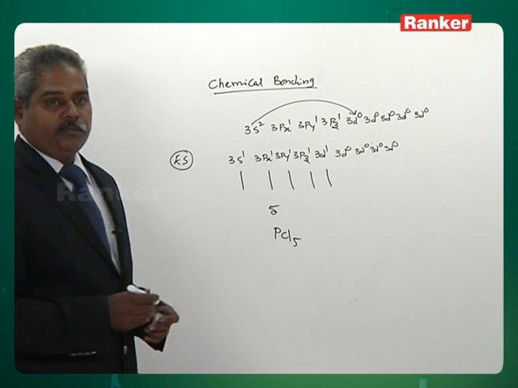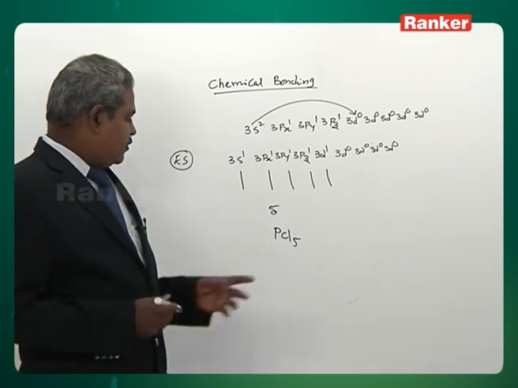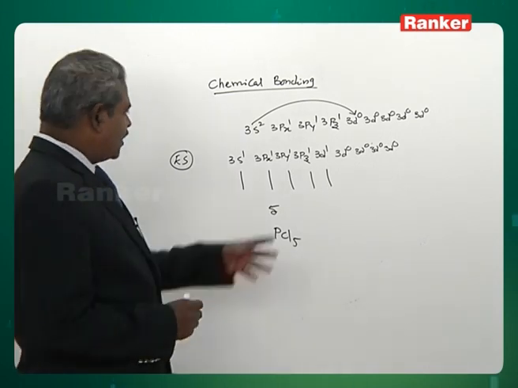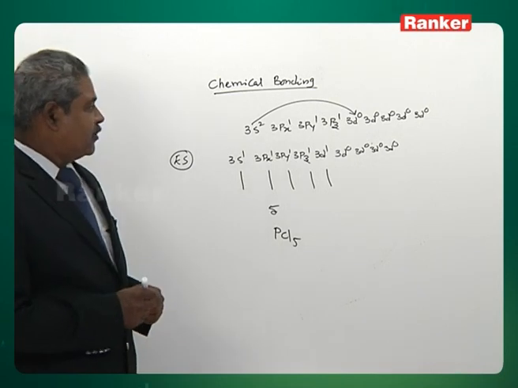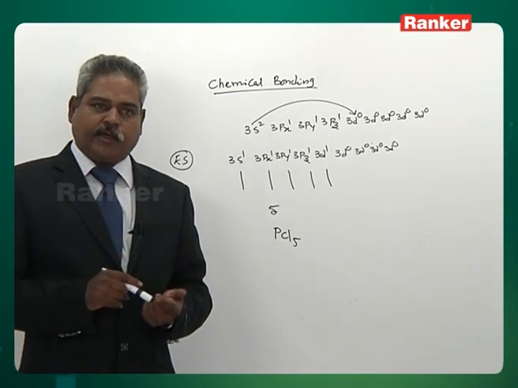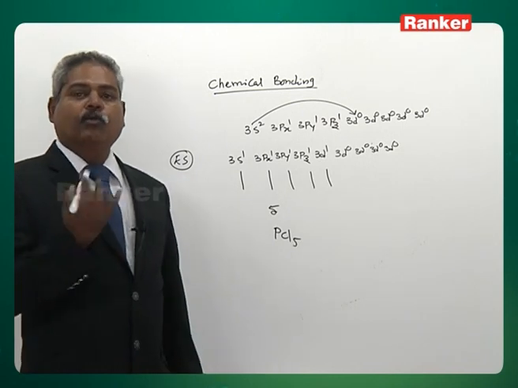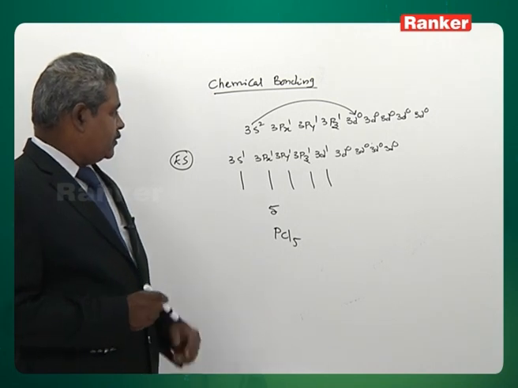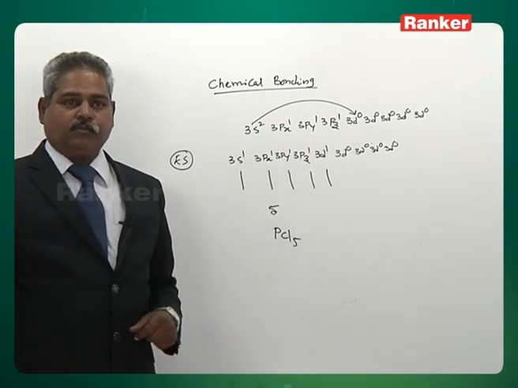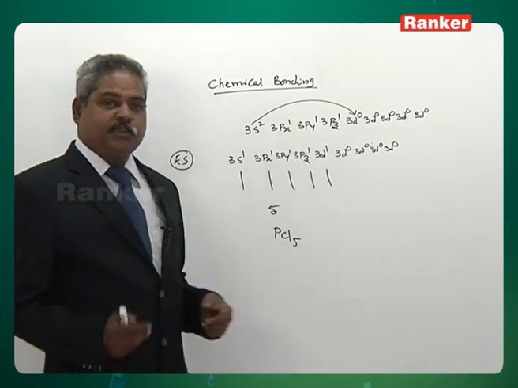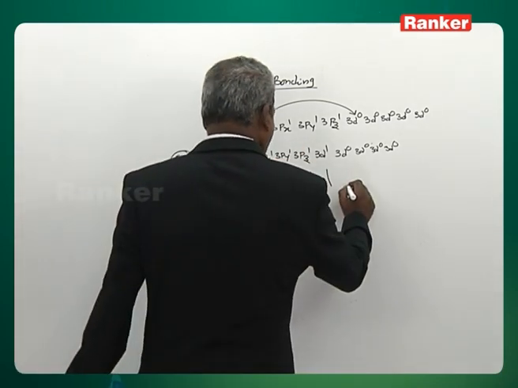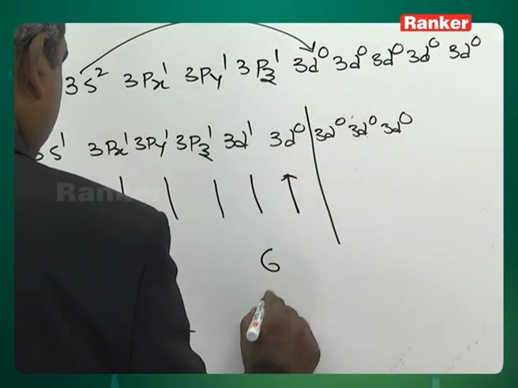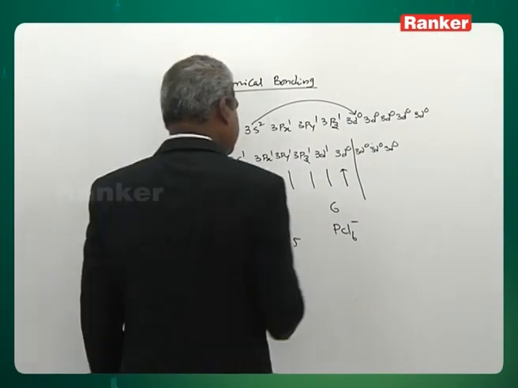Each chlorine forms 1 bond with the central atom. 5 chlorines, 5 bonds. Now, what else can phosphorus do? Phosphorus, we have already seen, can form 3 bonds, 4 bonds, 5 bonds. And how can it form more bonds? Look here. It has so many vacant orbitals. Phosphorus has a lot of empty space. Now, if somebody offers a pair of electrons, phosphorus takes it and forms 6 bonds, as in the case of PCl6 minus.